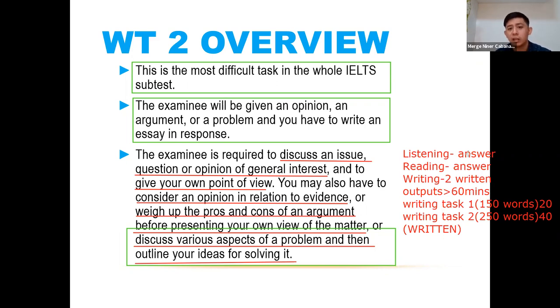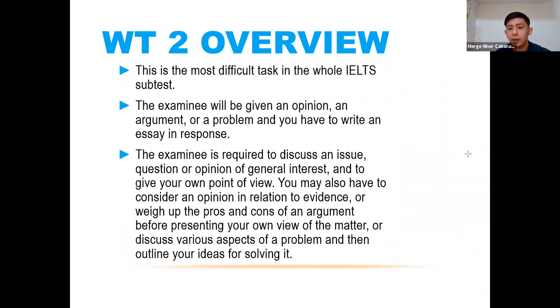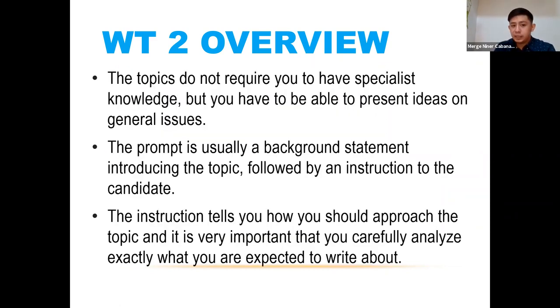So those are the things that you need to make yourself familiar about so that you will not be surprised or caught off guard by what this is about, okay? Now, the topics do not essentially require you to have specialist knowledge, but at the bare minimum, you have to be able to present ideas on general issues.